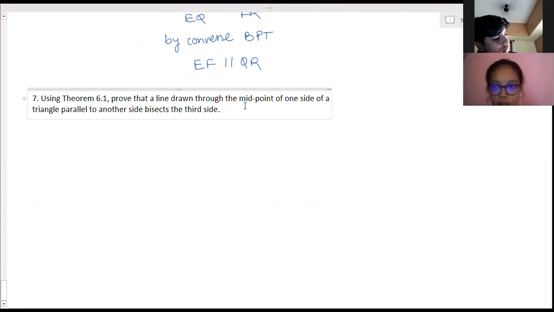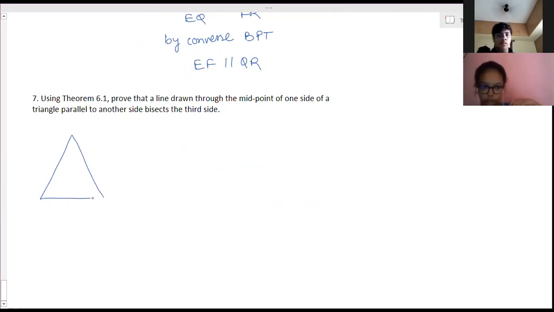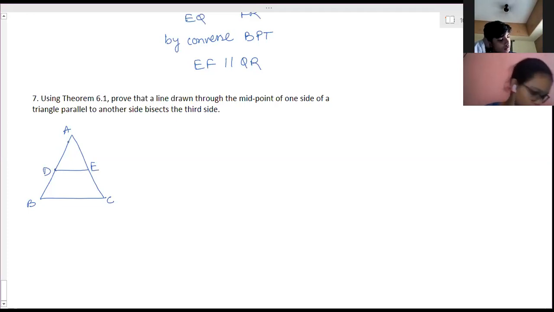Prove that a line drawn through the midpoint of one side of a triangle parallel to another side bisects the third side. That means this is converse of midpoint theorem. We have to prove it by using BPT theorem. Ma'am, 4-line answer, right? Yes, small answer. Just state the theorem. A, B, C, D, and E. What they have given? D is midpoint of AB, DE parallel to BC. Then we have to prove that E is midpoint of AC.